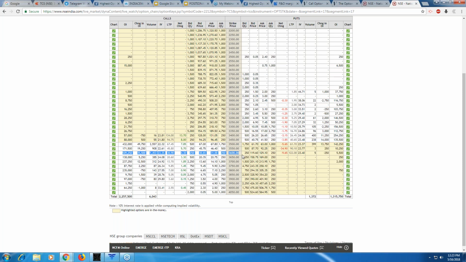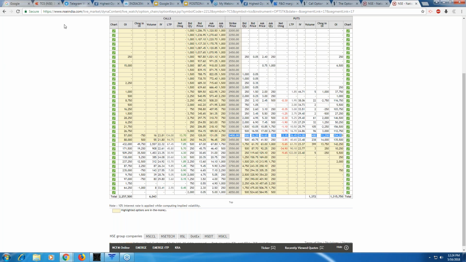So what does it simply mean? Mostly FIs do this. They have sold the 3,600 call, latest traded price 30 rupees, and they will collect the premium if it doesn't cross 3,600. So according to them, the boundary is 3,600 on the upside, and on the lower side the boundary is 3,400, right?